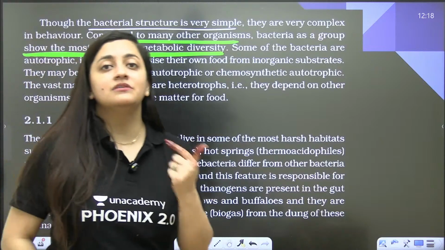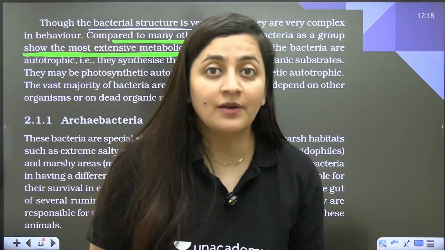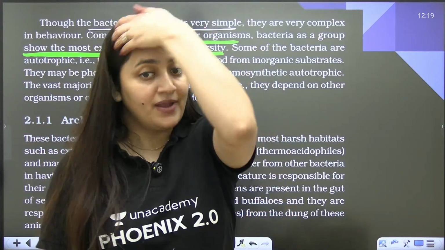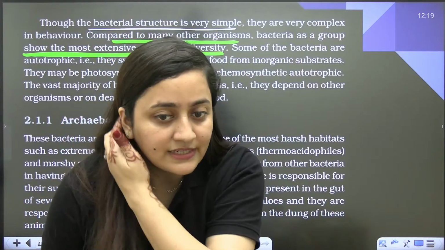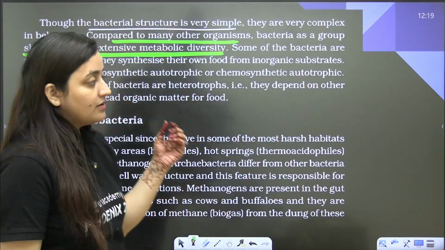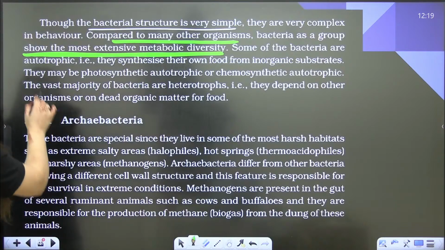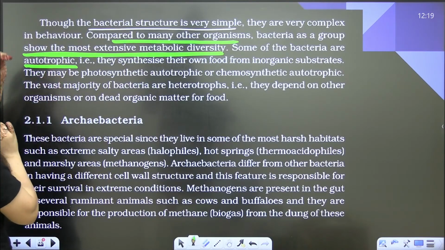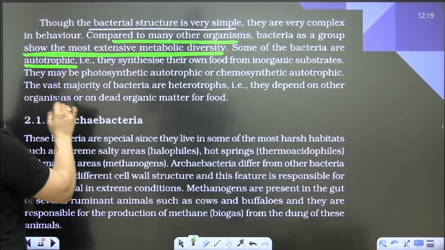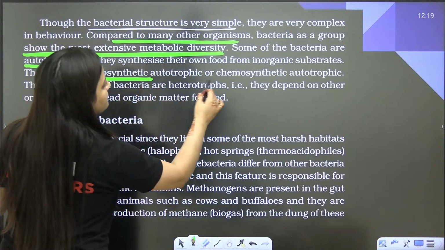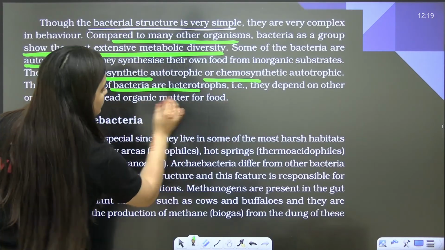Meaning in their metabolism, diversity is there. If you compare the same kind of bacteria, you will see the metabolic diversity. Some of the bacteria are autotrophic. They can make their own food. They may be photosynthetic autotrophs or chemosynthetic, and some are heterotrophs.